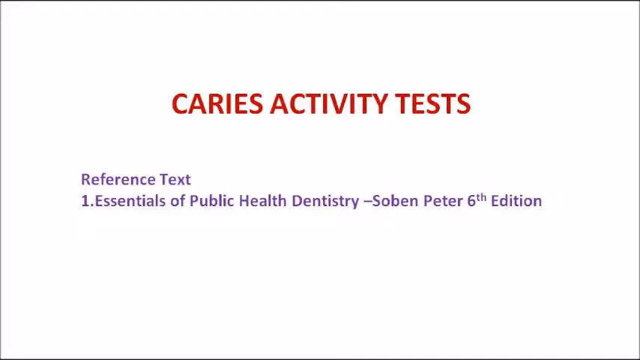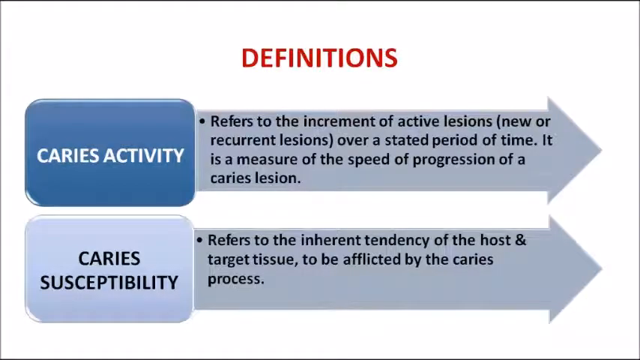So let's begin. Before that, we'll just see the definitions. What is caries activity and what is caries susceptibility? Caries activity refers to the increment of active lesions, either new or recurrent, but they should be active lesions, over a stated period of time. So caries activity measures the speed of progression of a caries lesion. Clear? That is what caries activity means.